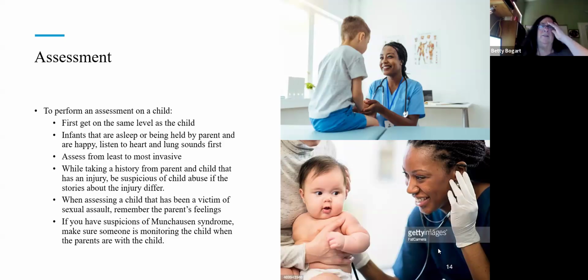When you're taking histories from a child and a parent, let's say there's an injury and you have a suspicion, and you see that there are different stories, know that this could be potential child abuse, and make sure that the child in your care gets the proper care that he does need, okay?